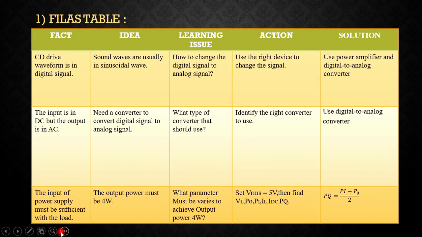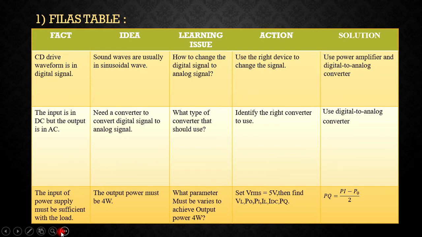The second fact is the input is in DC but the output is in AC. The idea from that, we need a converter to convert the digital signal to an analog signal. Learning issue from this second one: what type of converter should we use? And our action is to identify the right converter to use. Lastly, our solution: use a digital to analog converter.